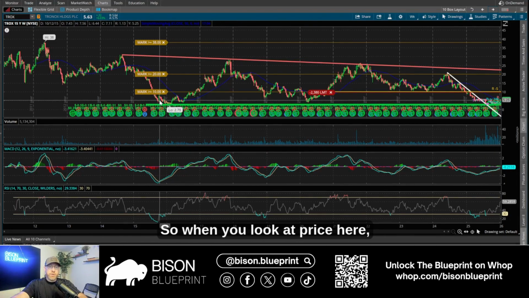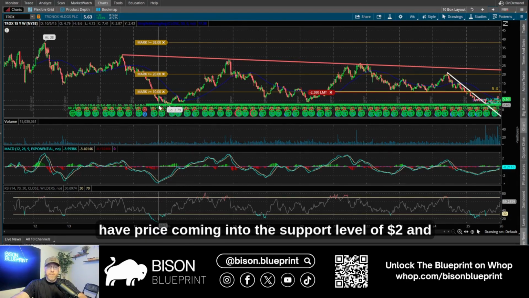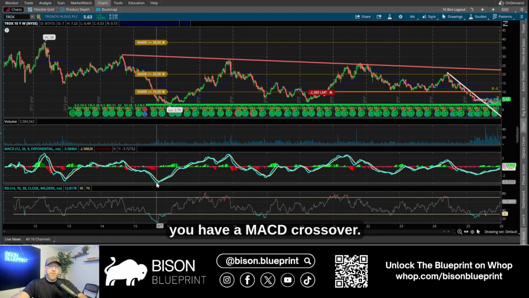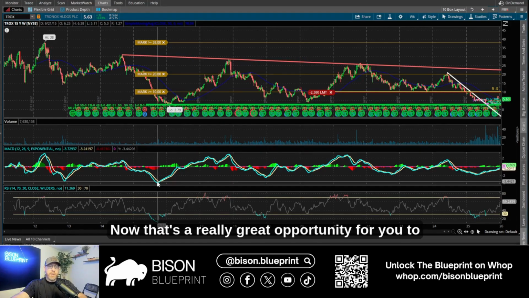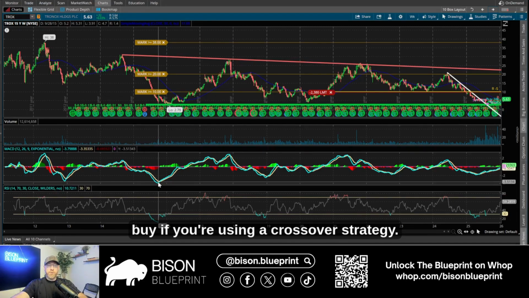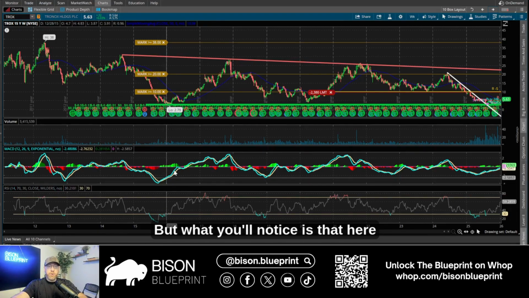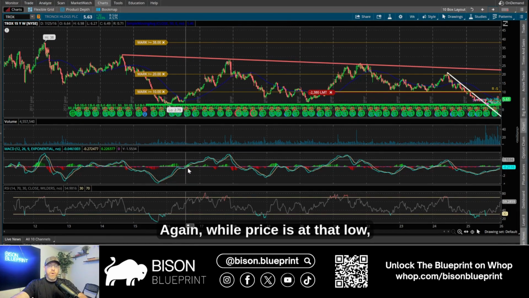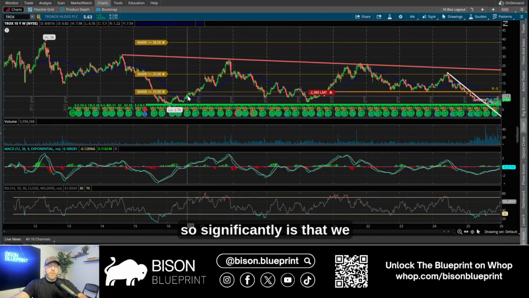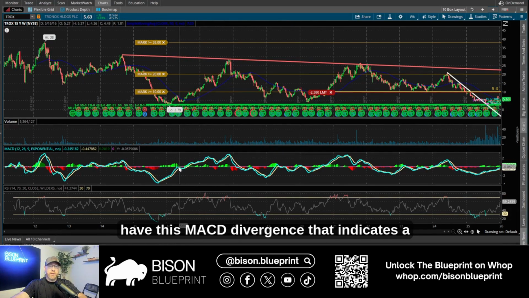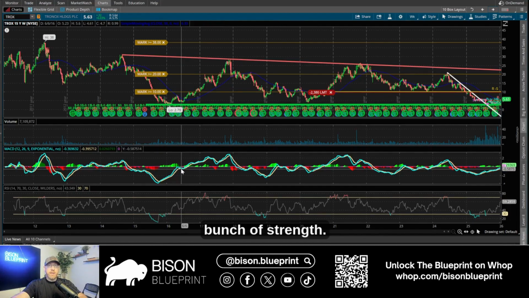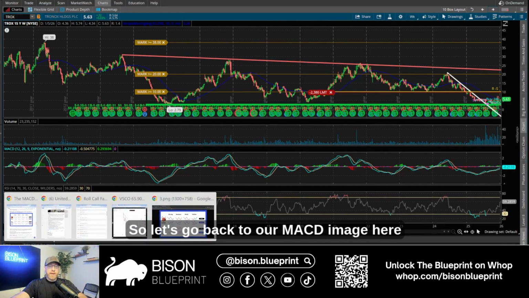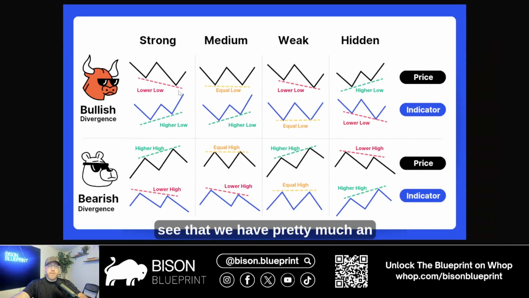When you look at price here, we have price coming into the support level of $2 and you have a MACD crossover. That's a really great opportunity for you to buy if you're using a crossover strategy. But what you'll notice is that here, the MACD crosses over again while price is at that low. The reason that this price extends so significantly is that we have this MACD divergence that indicates a bunch of strength. So let's go back to our MACD image here and see that we have pretty much an equal low in price, but we have a higher low in the MACD.